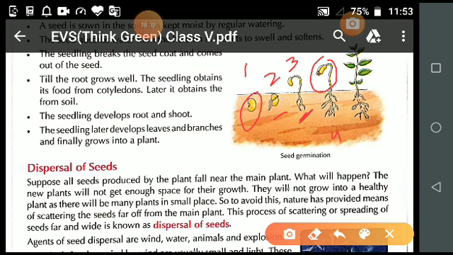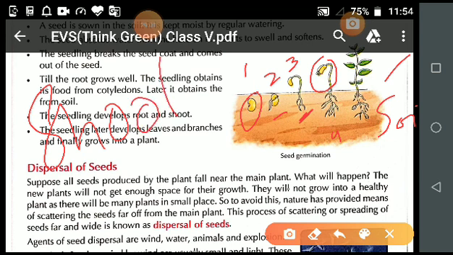Now in the last picture, once the small leaves come out in picture number 4, in picture number 5 you will see deep roots in the soil, and other parts of the plant, meaning the parts of the shoot system, start developing.